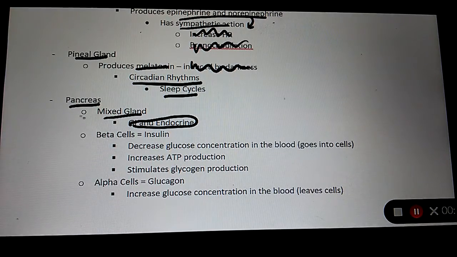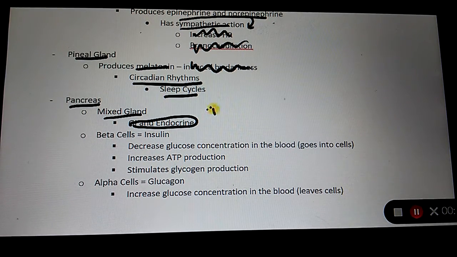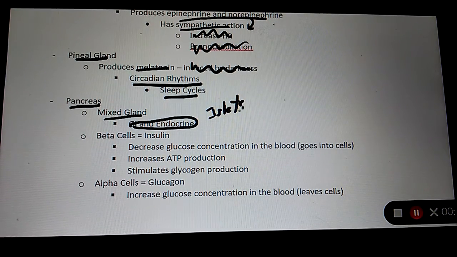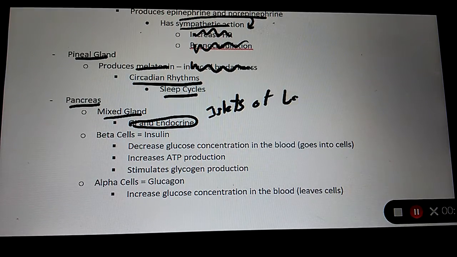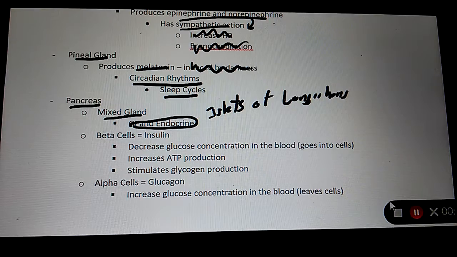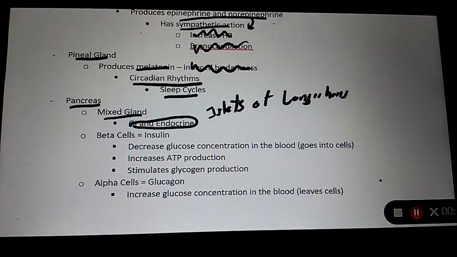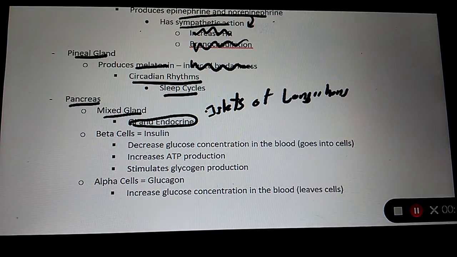Okay. Now, what is the endocrine part of the pancreas? Islets of Langerhans. Okay. Is the pancreas a mixed gland?